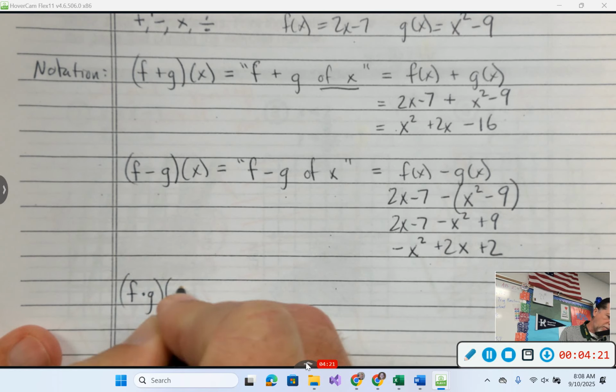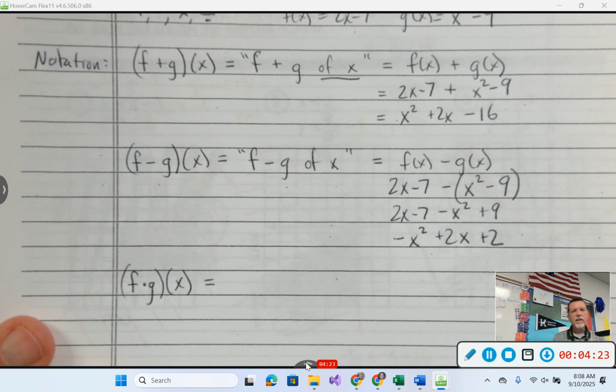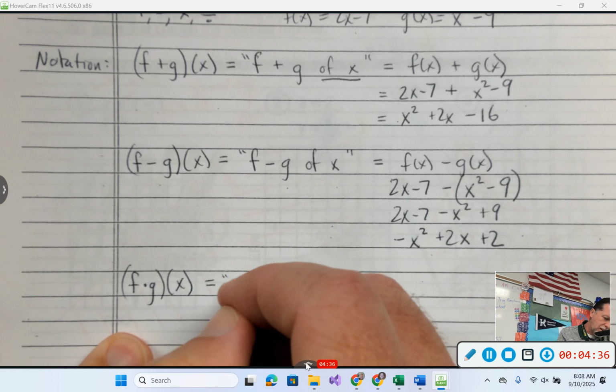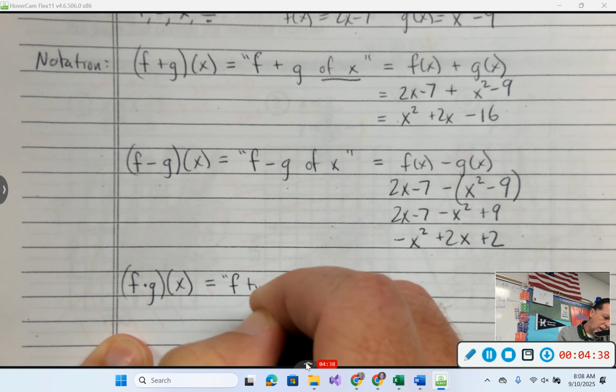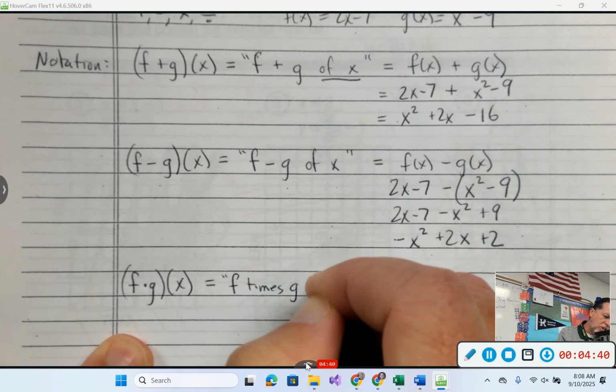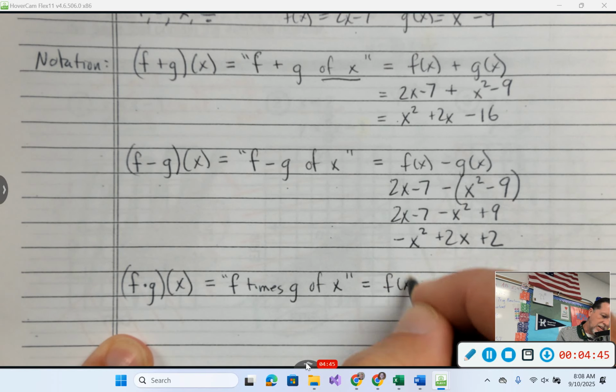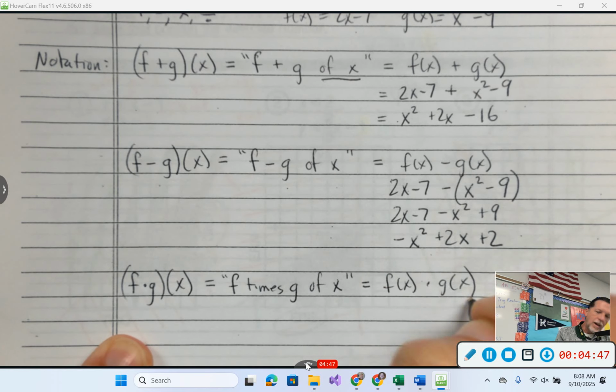Right? f times g of x. Same thing. Multiply f and g, plug in x. Don't multiply f and g and then multiply by x. That parentheses x is telling you what the input is. f times g of x. So it's f of x times g of x.